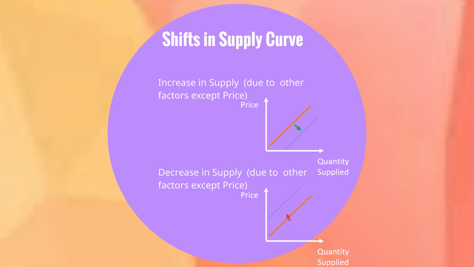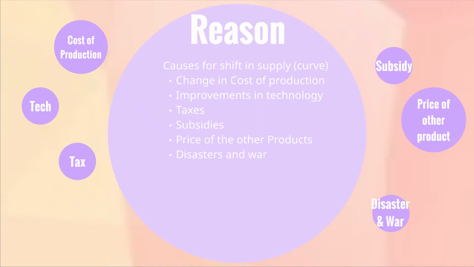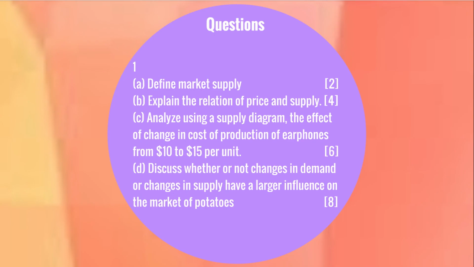So there is an increase in cost of production. What does that mean? The supply will fall, right? So it will move towards the left because the cost of production has increased. But let's see the question. So yeah, cost of production is increasing, so the supply will decrease.